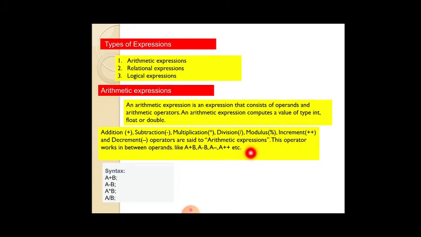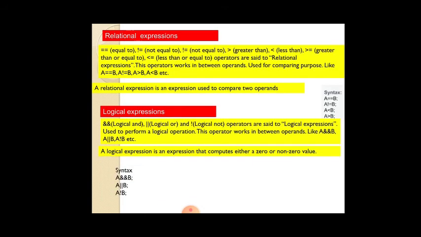So please note it down. Addition, subtraction, multiplication, division, modulus, increment and decrement are said to be arithmetic expressions. These operators work between the operands, like a plus b, b minus a, a plus plus. So this is the syntax: a plus b, a minus b, a star b and a slash b for arithmetic expressions. Hope you understood the concept clearly.